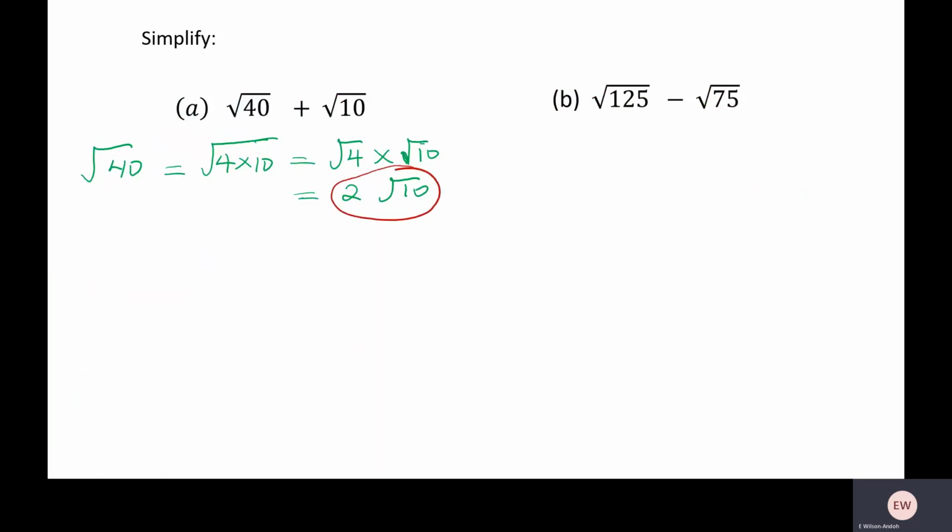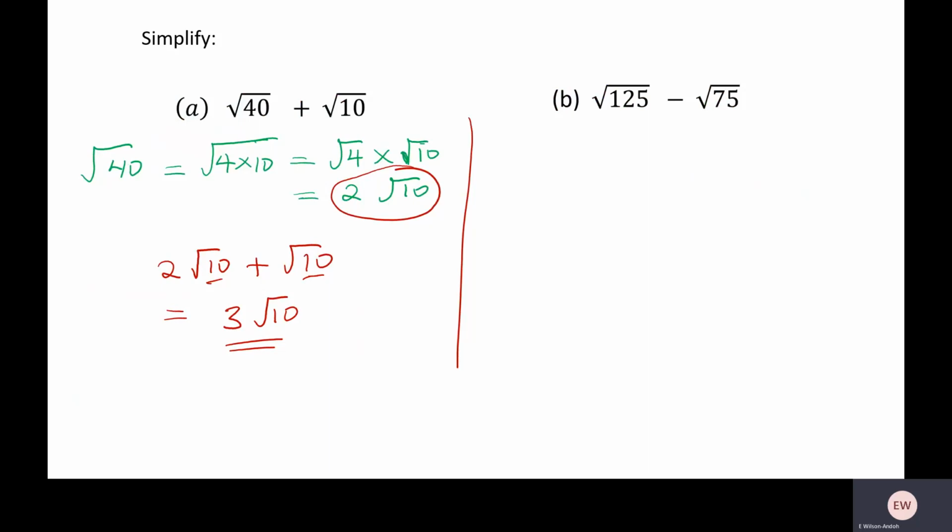Let's put everything together. So we write 2 root 10 plus root 10, and this is 2 lots of root 10 plus root 10. And this will give us 3 lots of root 10, and that is done. Now, in the square root, we have 10, so these are like terms, so we can put them together.